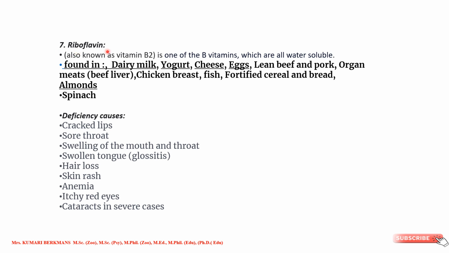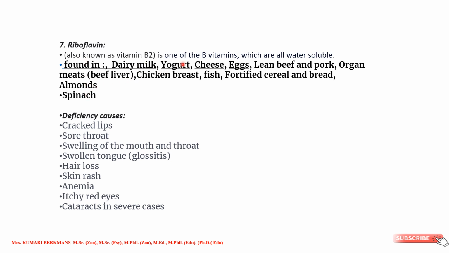Now, the next one is riboflavin. This is also very, very important for our body. It is vitamin B2, a water soluble vitamin. Where is it found? In dairy: milk, yogurt, cheese; eggs, lean beef and pork, organ meats, chicken breast, in the sense the upper part of the chicken apart from the thigh region, fish, fortified cereal and bread, almonds, spinach. In all these food materials the riboflavin is present.